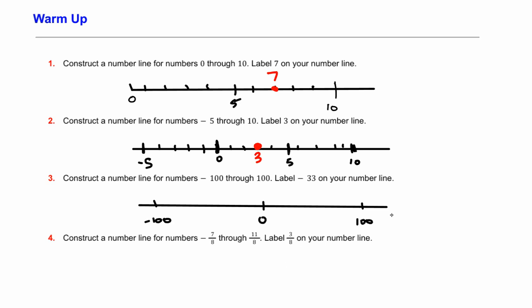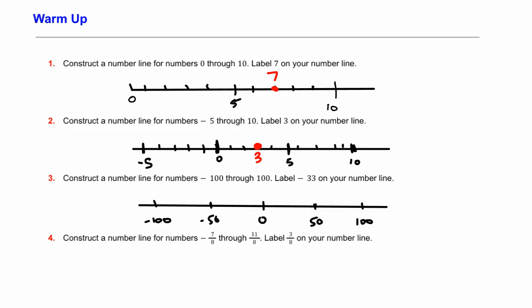I'm not going to put all these in. You could put 10s if you wanted. Go 0, 10, 20, 30, 40, 50, 60. I don't even think I'm going to do that for this one. So it says label -33. I'll put something on here. I'll go about halfway and call that 50. And this will be -50.